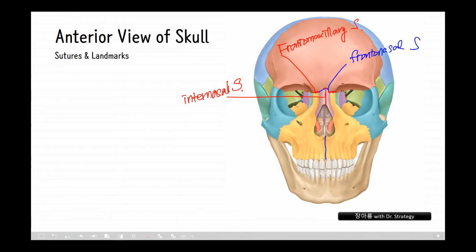And the zygomatic-maxillary suture is here, and it continues in the inside of the orbit. Zygomatico-maxillary. And the nasomaxillary sutures are here and here.